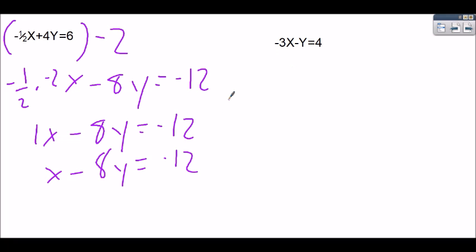Again, I have a negative, but it's not a fraction, so I just have to times everything by -1 to change the symbols to make the A be positive.